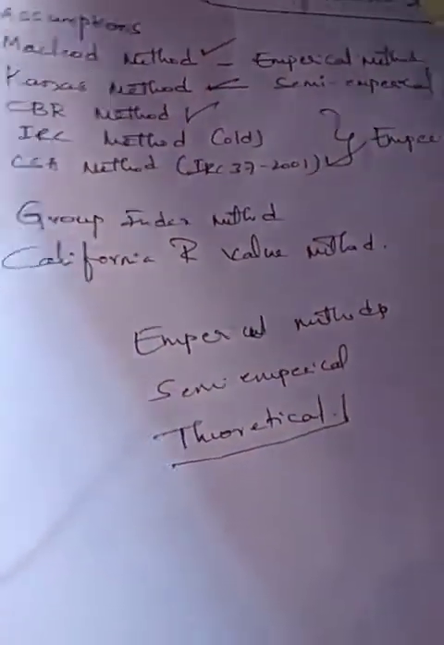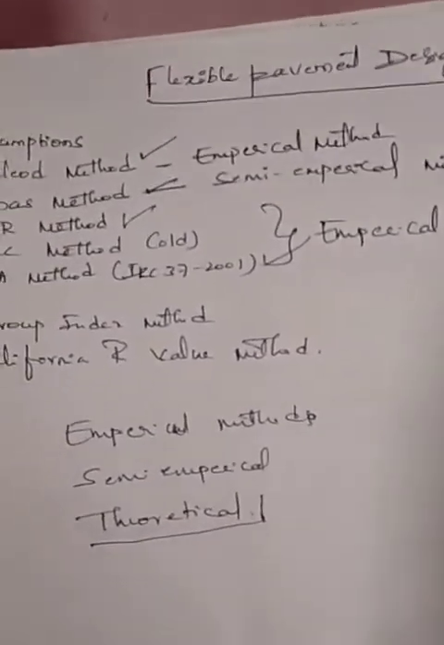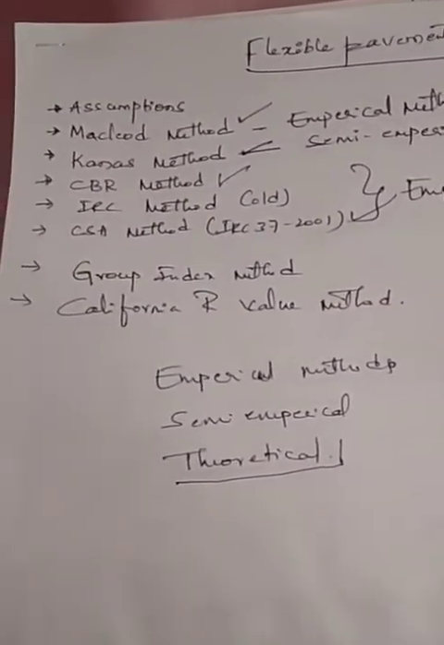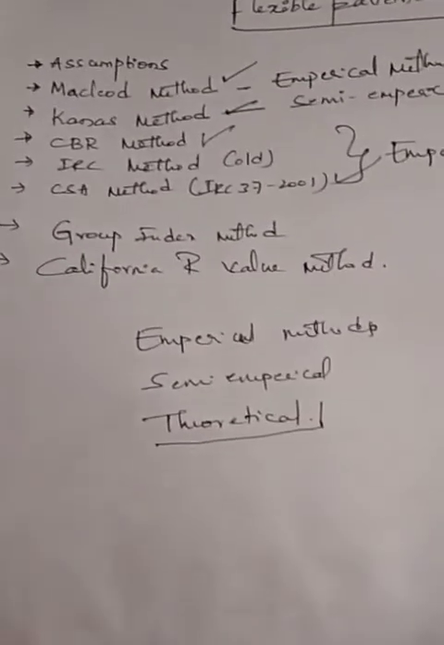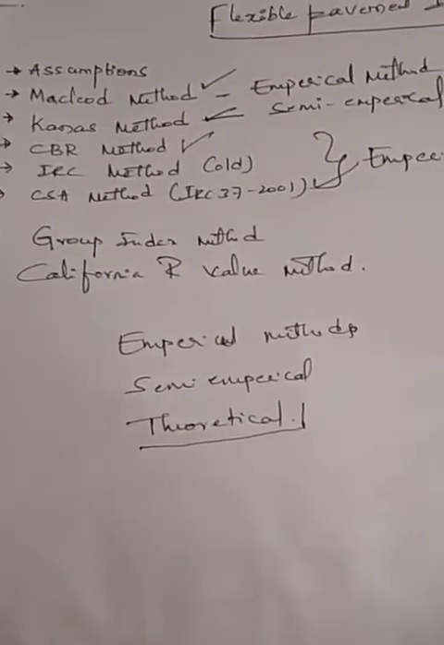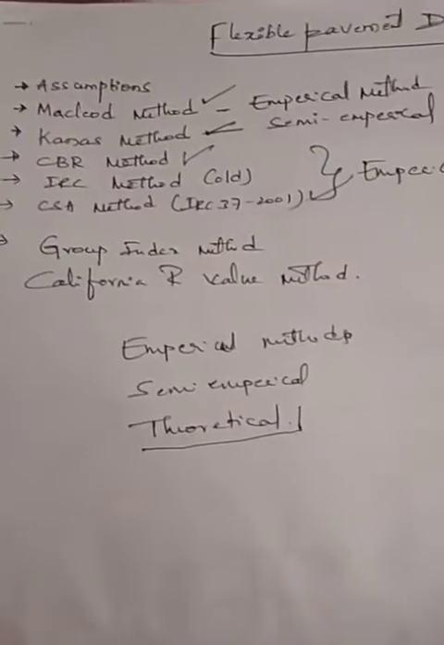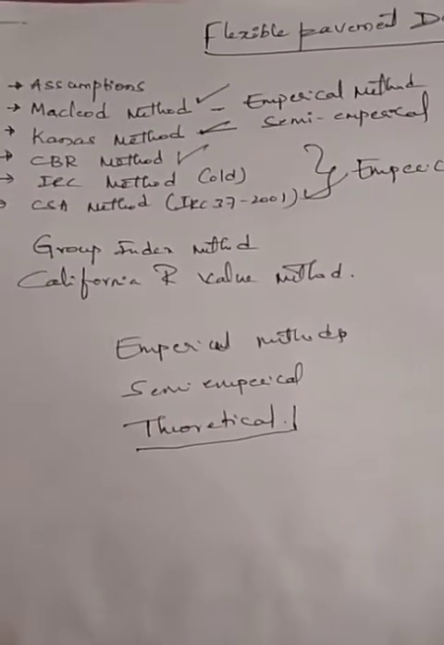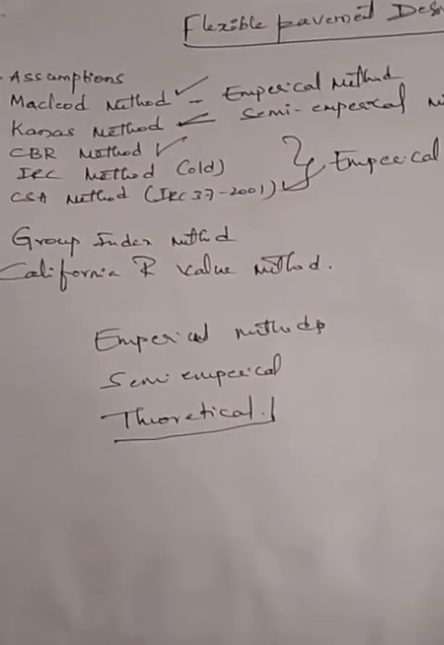Whereas empirical methods are nothing but based on strength parameters, either with the help of plate load test or CBR method. Based on strength parameters of the subgrade, we will be designing the flexible pavement, that is empirical methods. So now the question is, what are semi-empirical methods? It is nothing but a combination of empirical and theoretical methods. We'll see what methods are available.